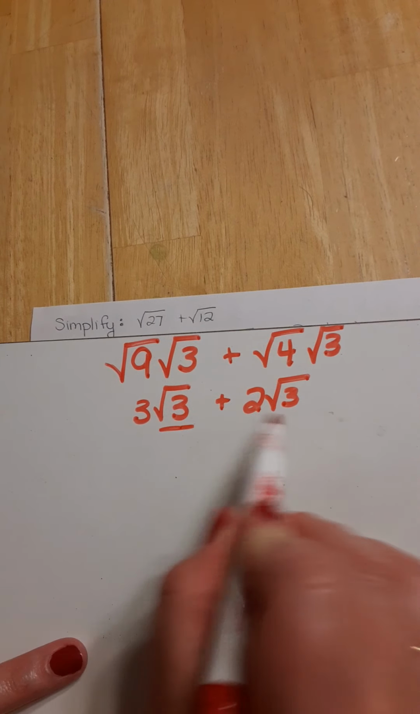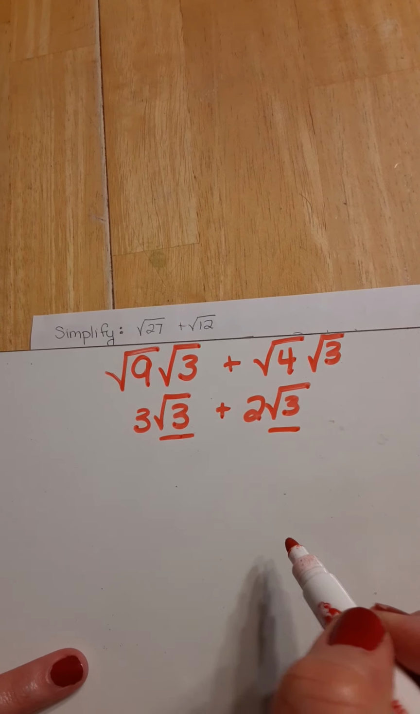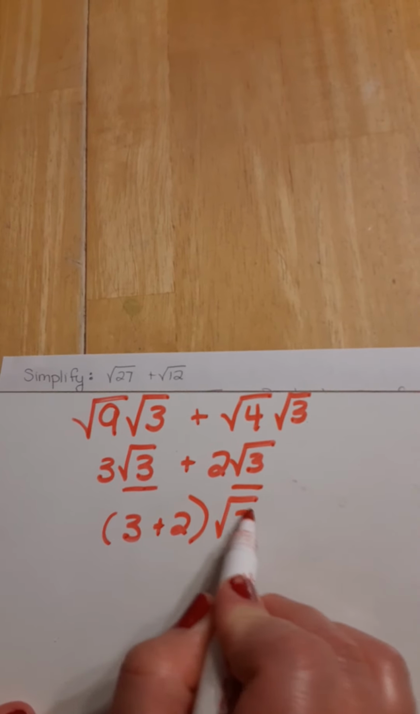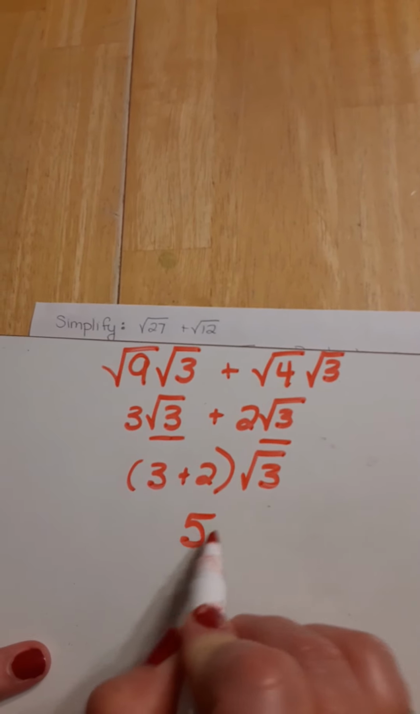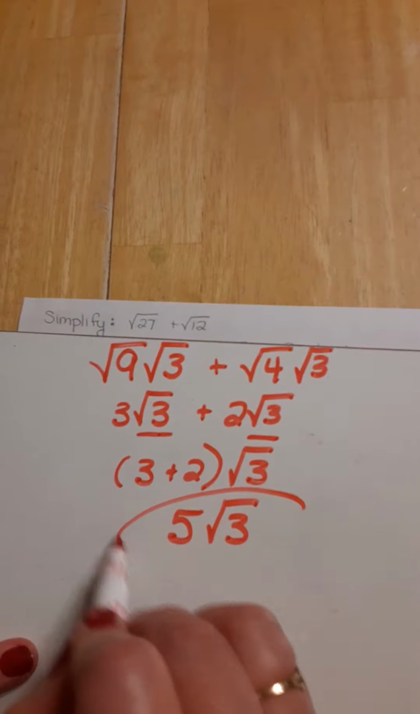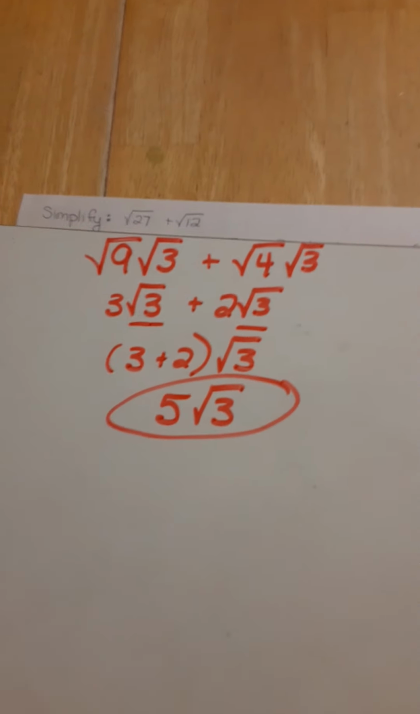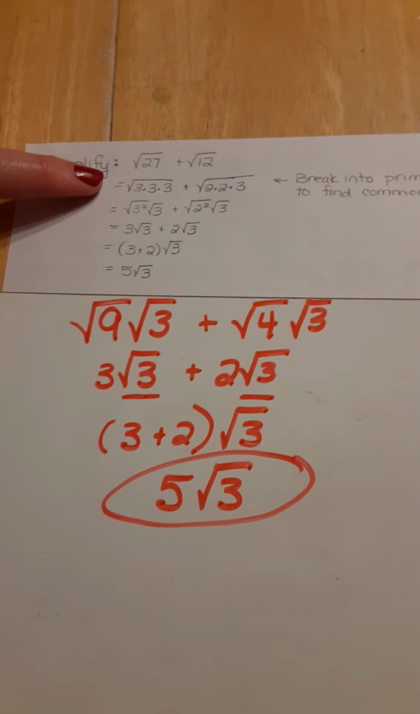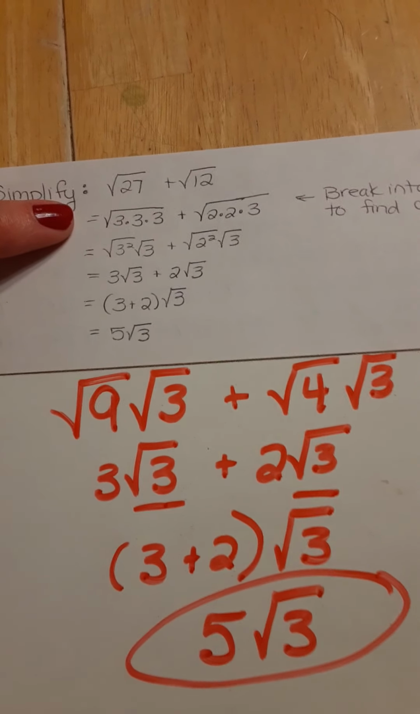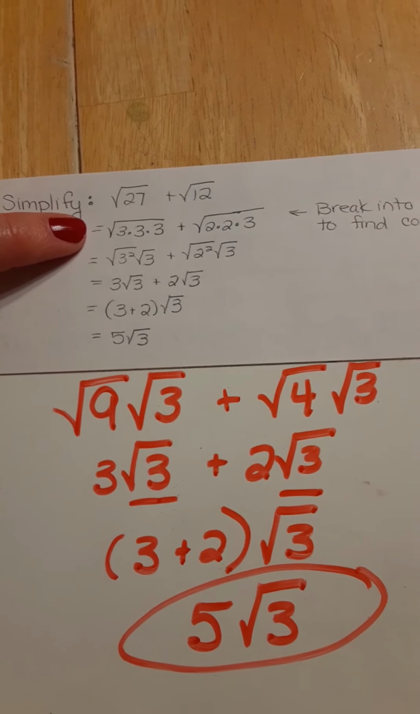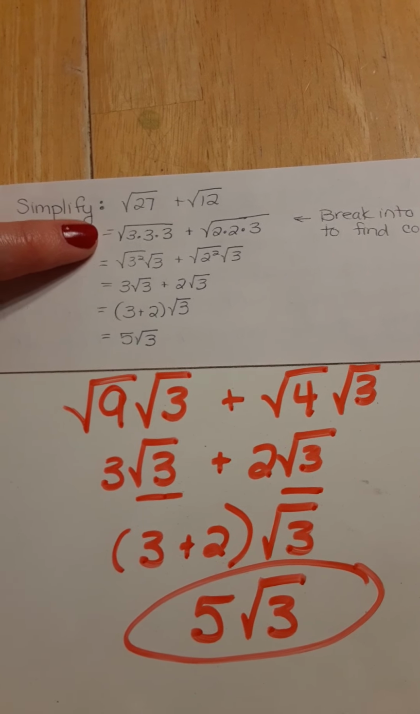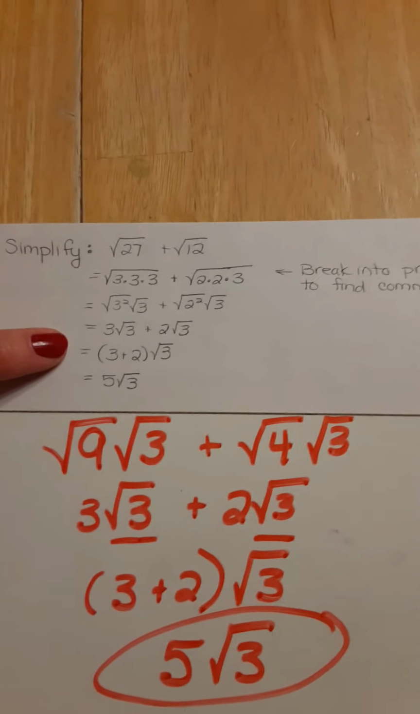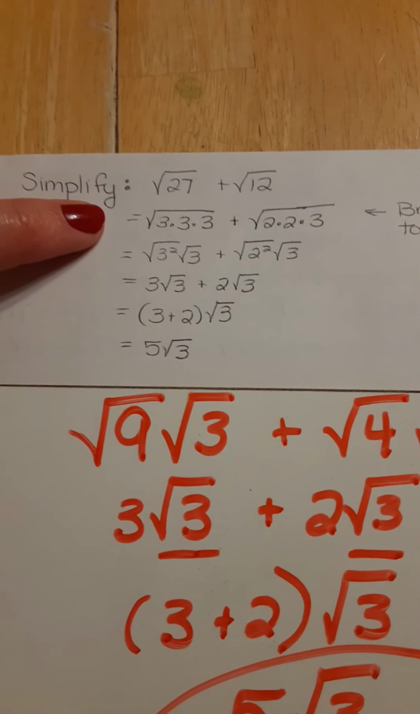Now, if you notice, they have the same radicand. So I'm going to go ahead and add the coefficients in front. And my final answer here is going to be 5 times the square root of 3. Here, written down, I'm going to show it to you. This is the other way that we talked about in the other lesson, where I can take my prime factors and simplify it that way.